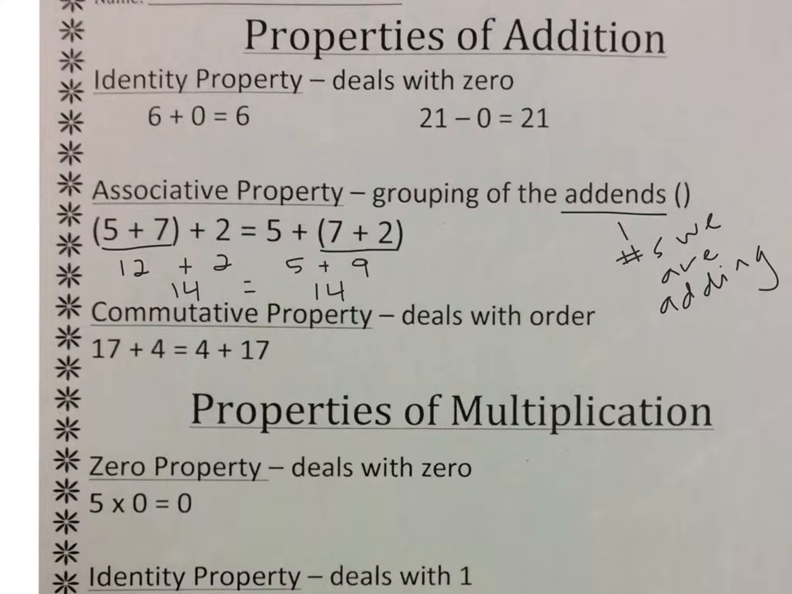Okay, next is the commutative property. And this deals with order. I know that 17 plus 4 is 21. And 4 plus 17 is also 21. Think of another example. I know that 3 plus 5 is 8, and I know 5 plus 3 is also 8. This just deals with the order. I can do them forwards or I could do them backwards. That is the commutative property.